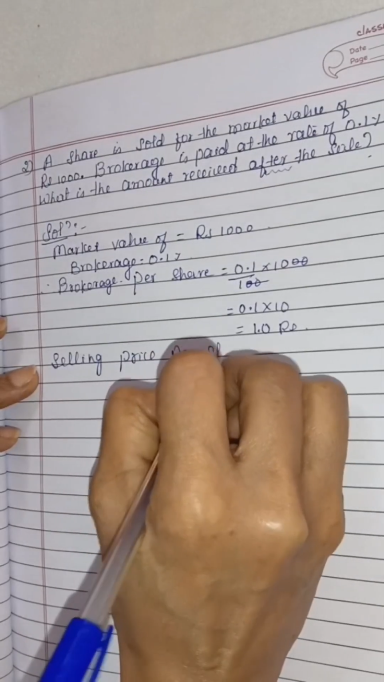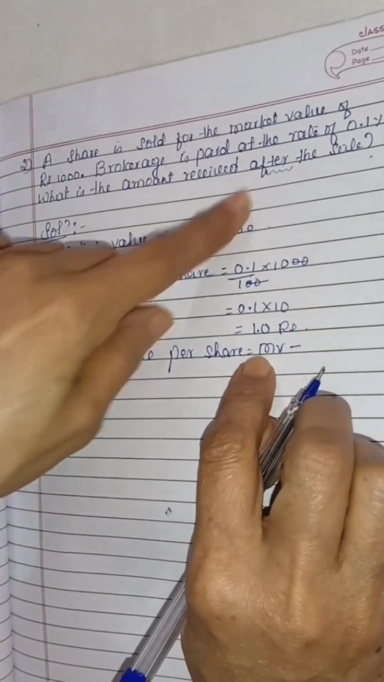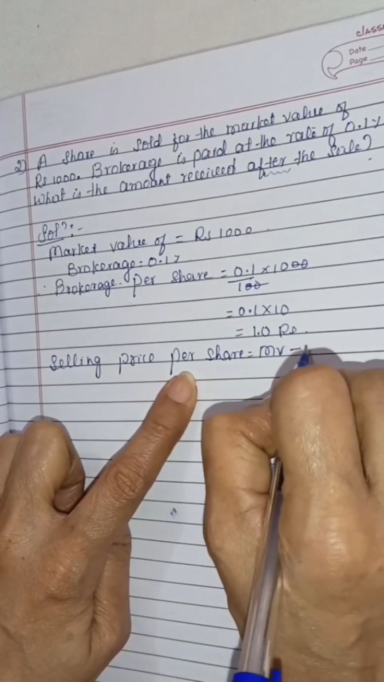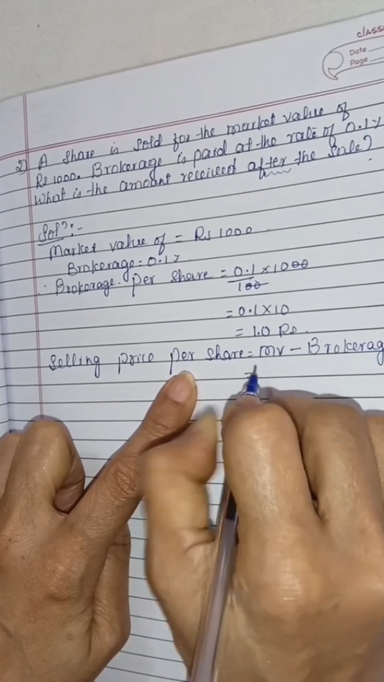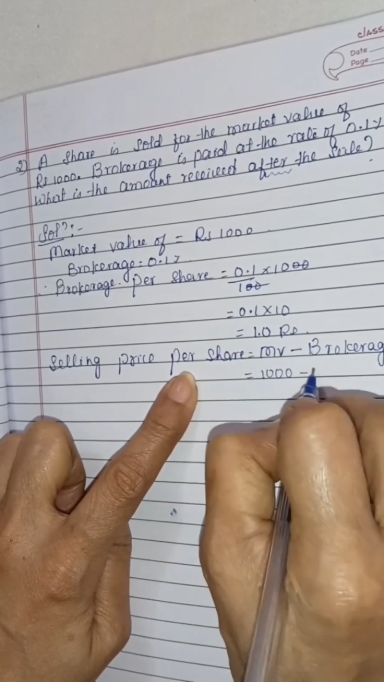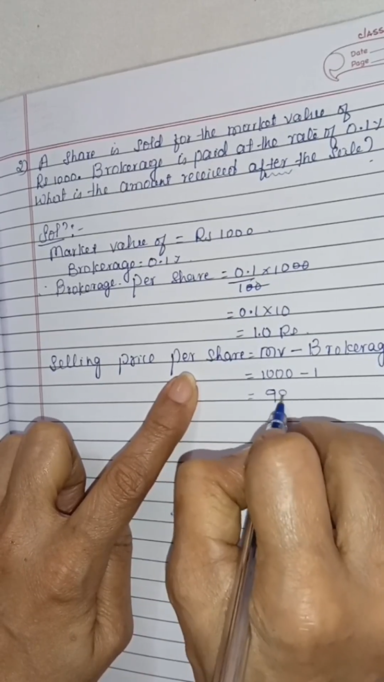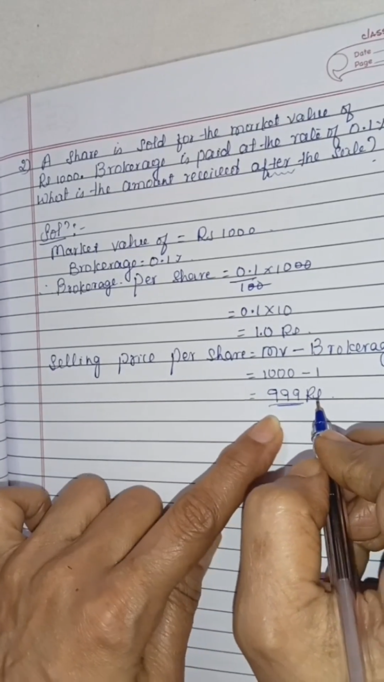Per share, that is market value minus selling price, this is the amount received after the sale. So market value minus brokerage. Market value is 1000, minus brokerage is 1, means 1000 minus 1 is 999 rupees.